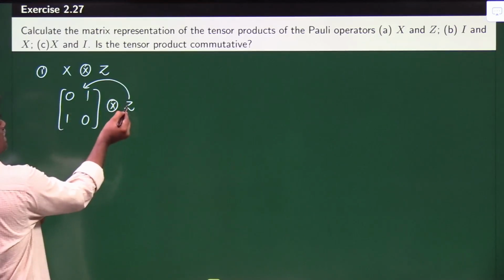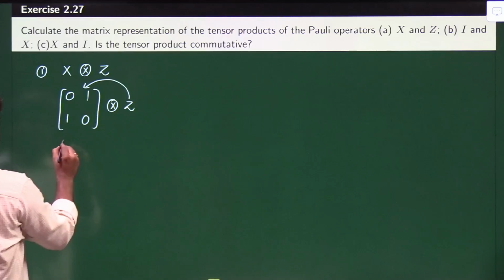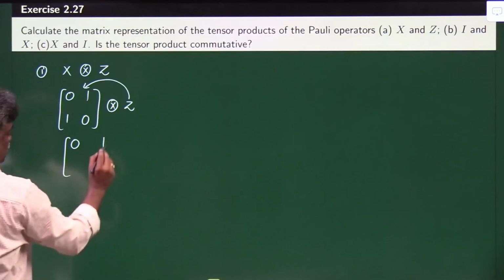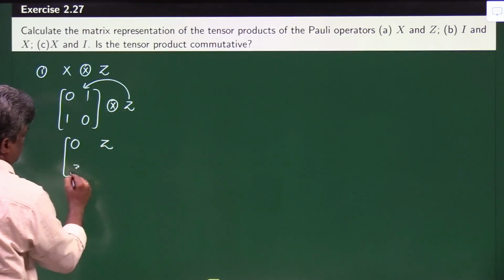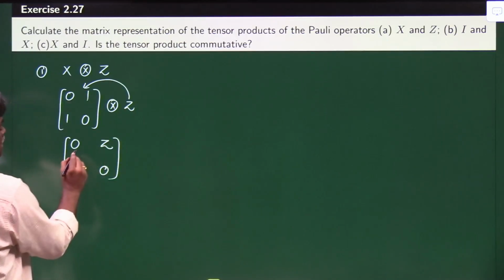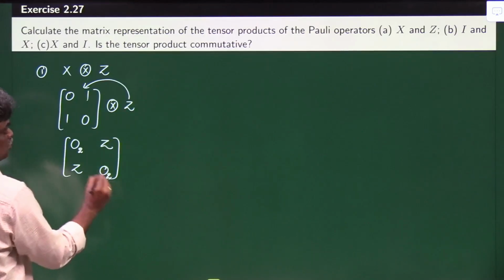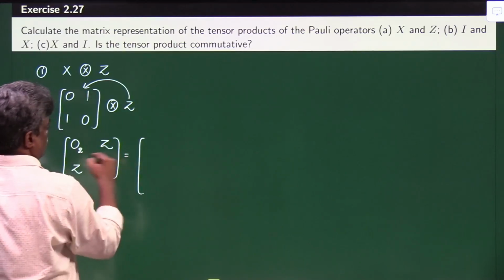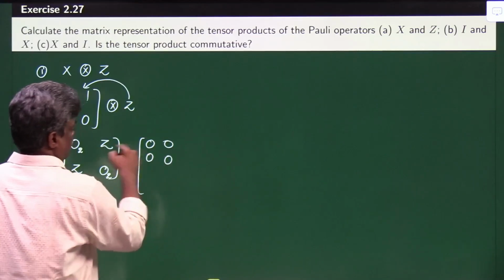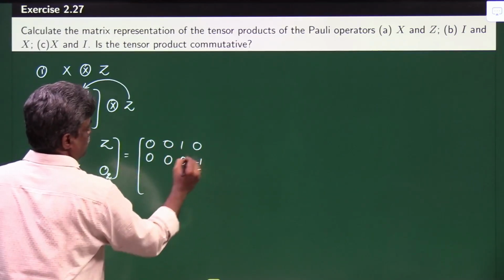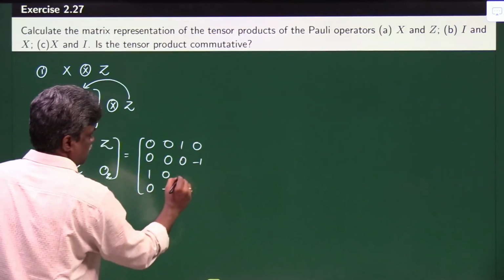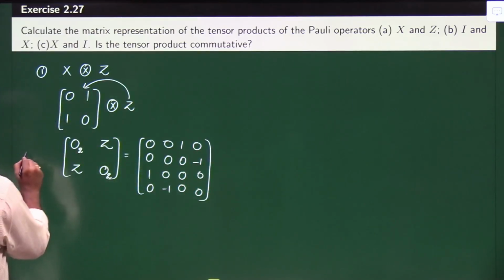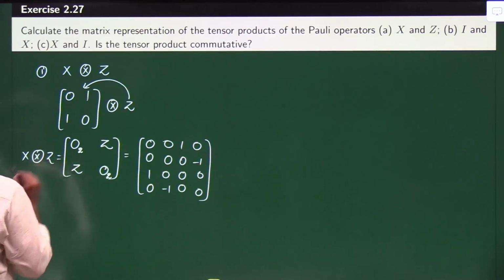Wherever 1 is there, just take this z and substitute there. That means nothing but 0, 1, z, and this is the z, and this is also 0. But remember, it is a 2 by 2 matrix. So if you want to write this general notation, this is 0, 0, 0, 0, and this is z, 1, 0, 0, minus 1, and again 1, 0, 0, minus 1, and this is 0, 0, 0. But better to remember this one. This is the x tensor z.